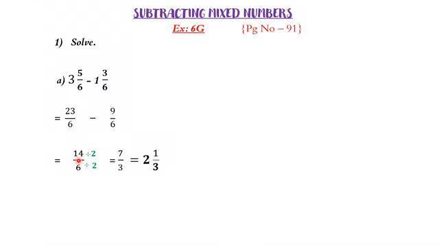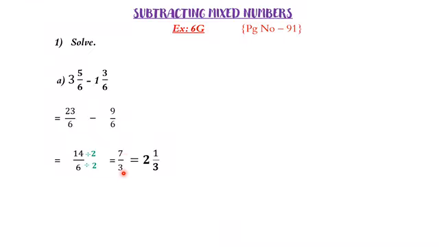23 minus 9 will give us 14 by 6. But we won't stop over here, students. Please carefully notice here, 14 and 6 can be divided by 2 and reduced further. That is very, very important. So we divide it by 2 and then we get 7 by 3.